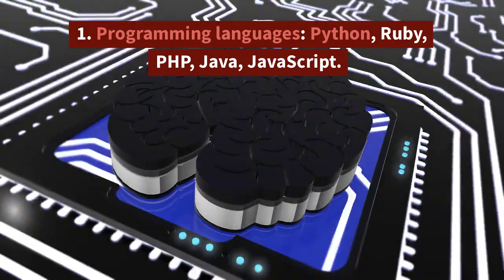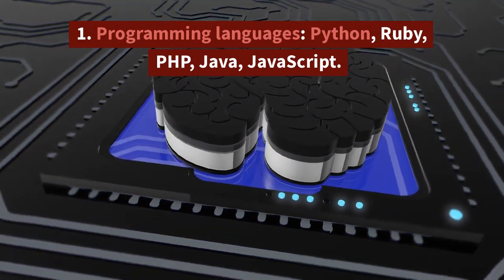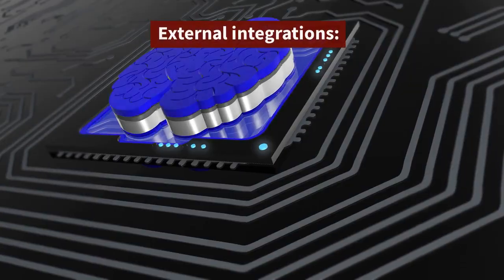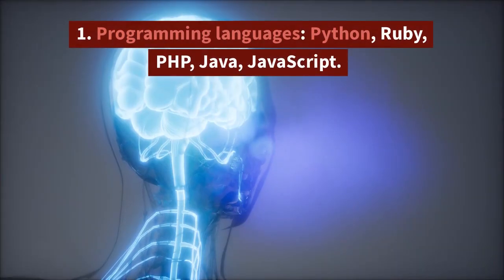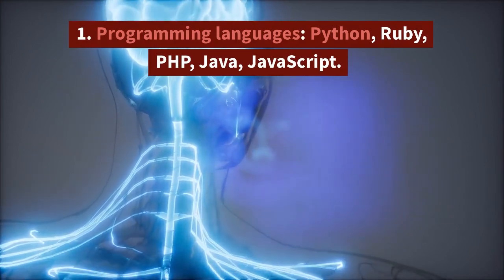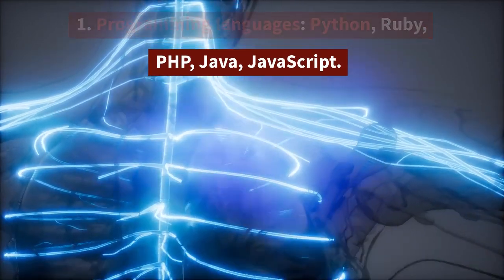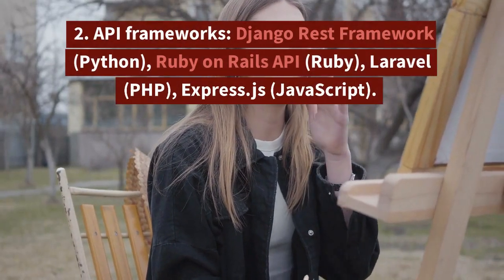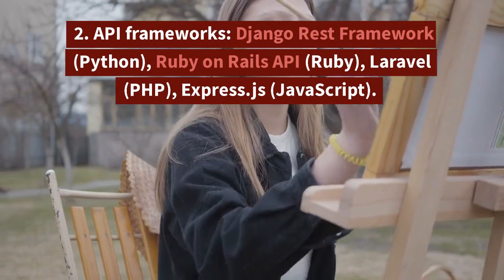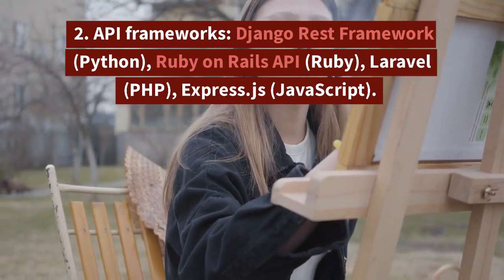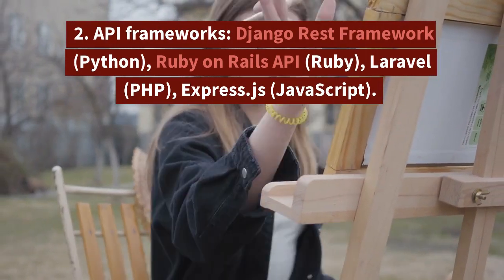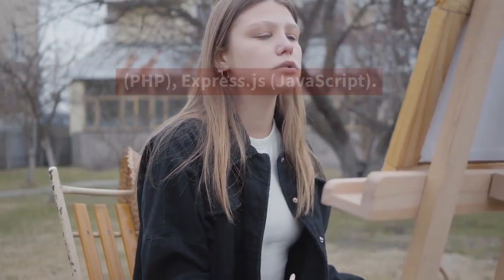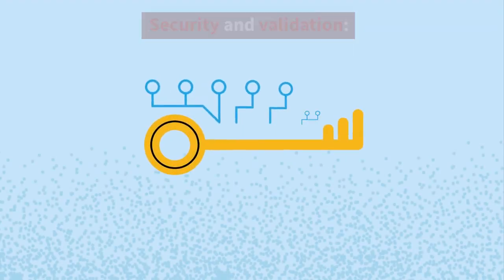Business logic. 1. Programming languages. Python, Ruby, PHP, Java, JavaScript. External integrations. 1. Programming languages. Python, Ruby, PHP, Java, JavaScript. 2. API frameworks. Django REST Framework, Python. Ruby on Rails API, Ruby, Laravel, PHP, Express.js, JavaScript.